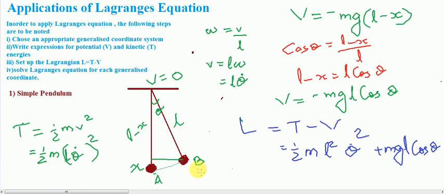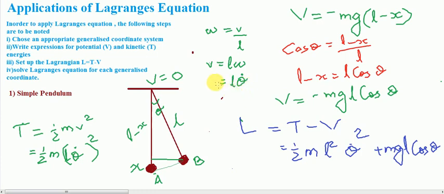Now, how to find the kinetic energy of this system? Kinetic energy T equal to half mv square. We all know that equation. Now we also know that the angular velocity omega equal to V over L. So cross multiplying, V equal to L omega. But what is omega? Omega is rate of change of angular displacement theta, d theta by dt. Here we write d theta by dt as theta dot. So velocity V equal to L theta dot.